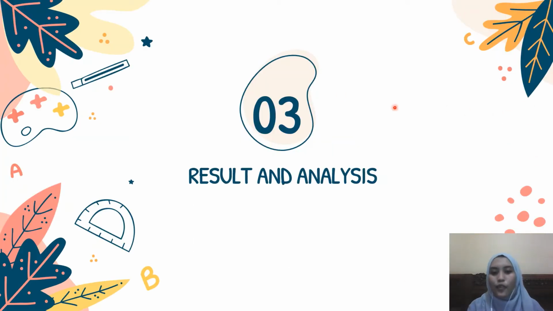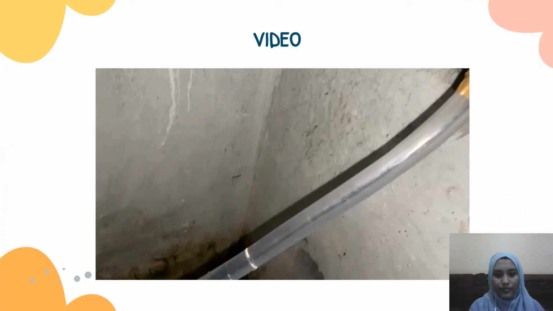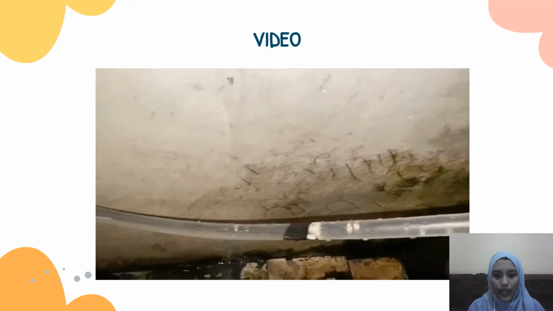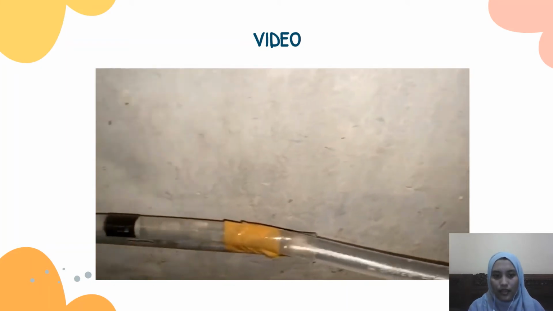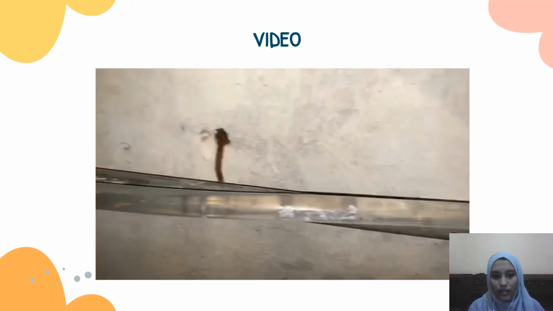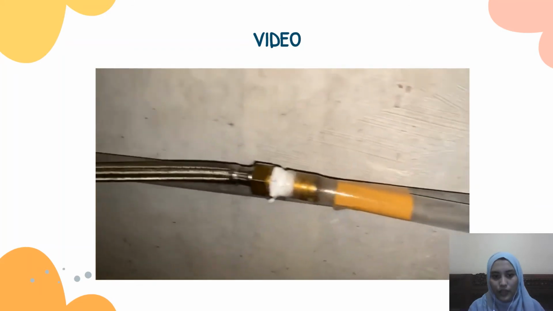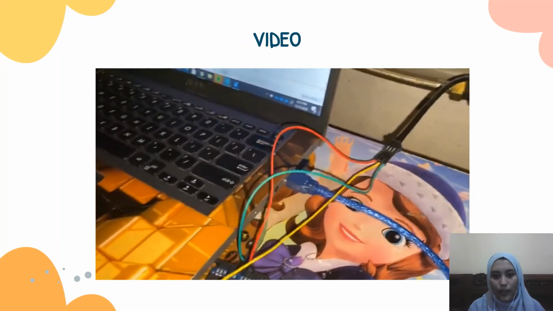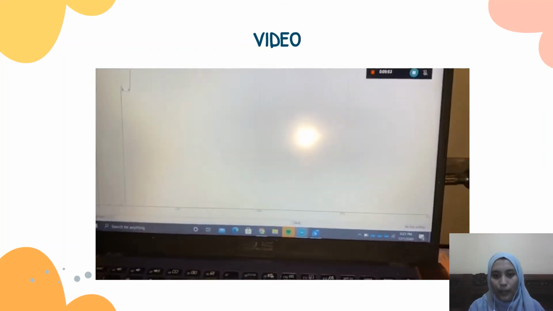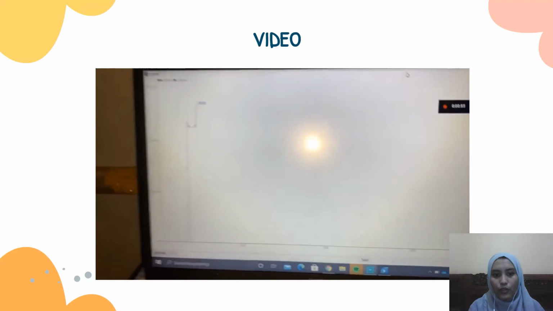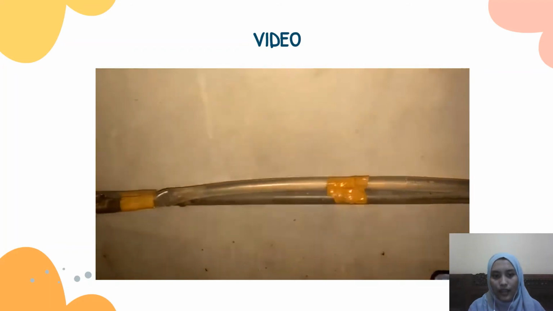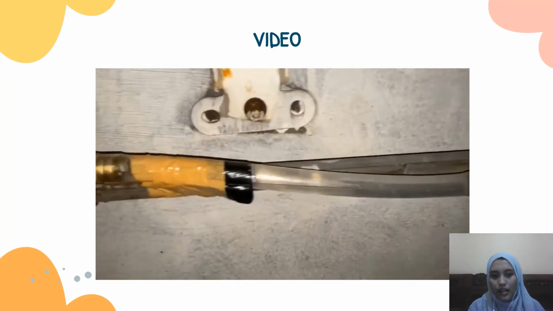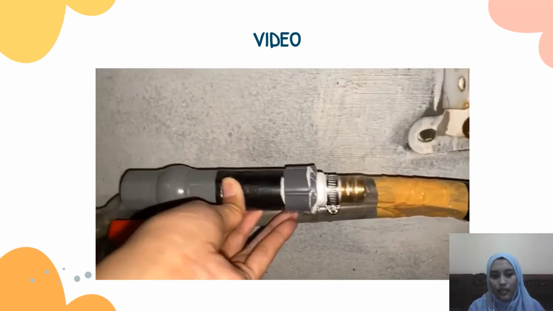The third part is the result and also the analysis. This is the video of the water hammer mechanism. You can see this is the first connector, which is between the flexible hose and the meter that is connected to the Arduino and then the laptop. And we can see the flow result. And here is the connector of the pressure gauge, and the last is for the popping valve.